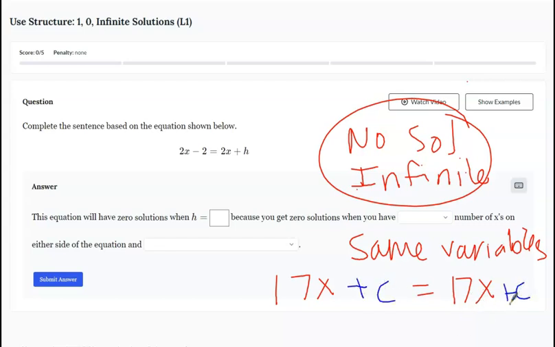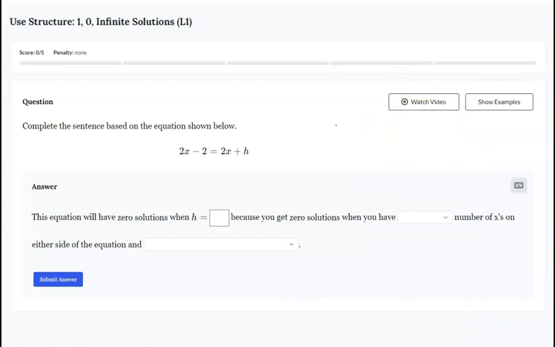If the constants are the same and it's a perfect match, that's infinite. If the constants are different, like a C on one side and a B on the other side, then that's no solution. So that's what we're focusing on here. Let's take a look at the example we have, -2x, -2x. So we've got a potential special answer.